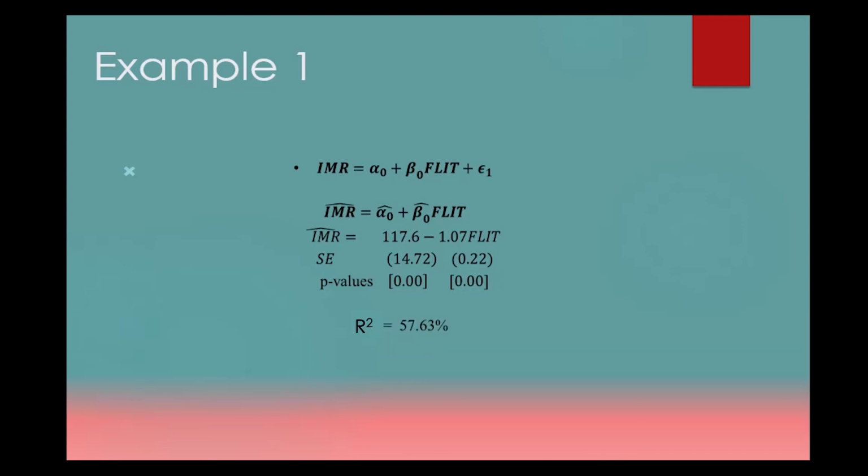57.63% of the variation in the IMR can be explained by the female literacy rate, and the remaining percentage is unexplained. This explains that the explained proportion is more than the unexplained proportion, and hence the model is highly acceptable. Moreover, the intercept and slope coefficients are also significant.